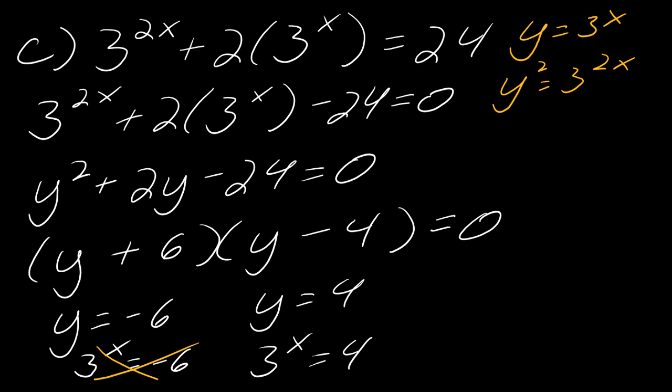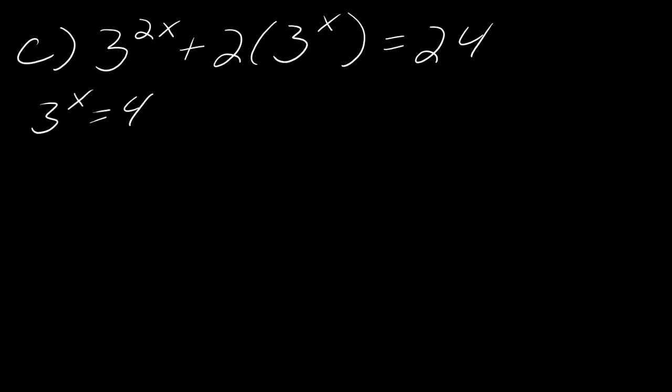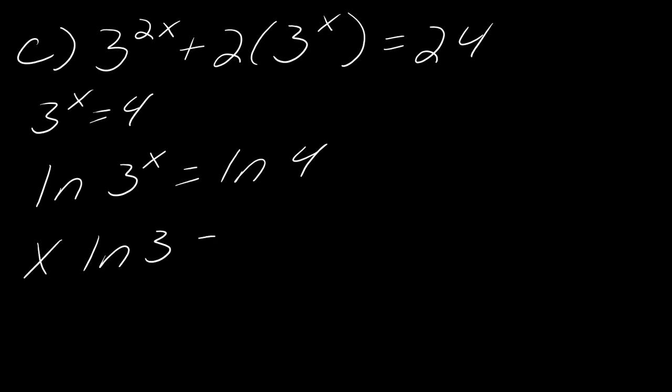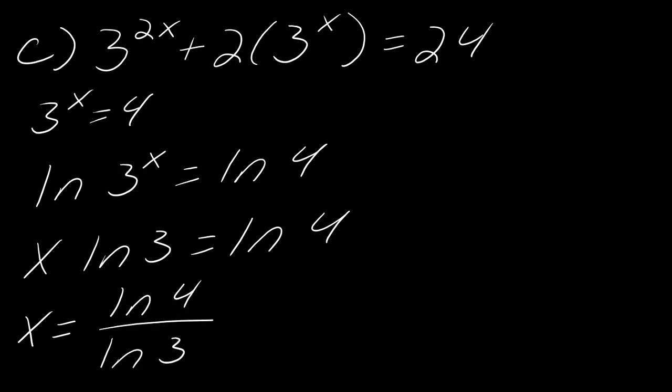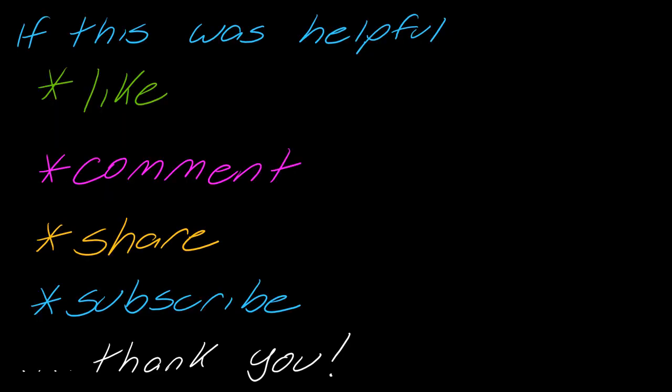Okay, so let's clear some space. And so once again, I can take the natural log of each side. So I have x natural log of 3 equals natural log of 4. So then I get that x will equal the natural log of 4 divided by the natural log of 3. Okay, and so that kind of runs the gamut of different types of equations with exponentials that you'll see.